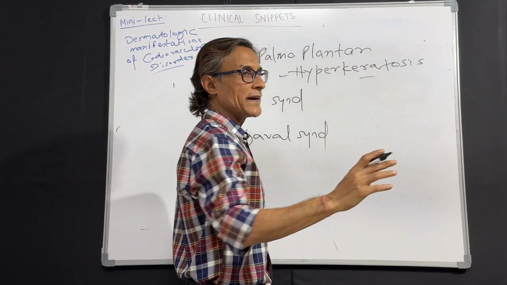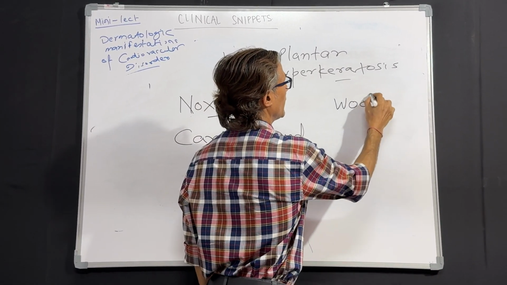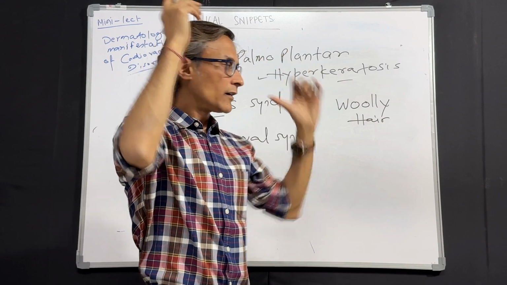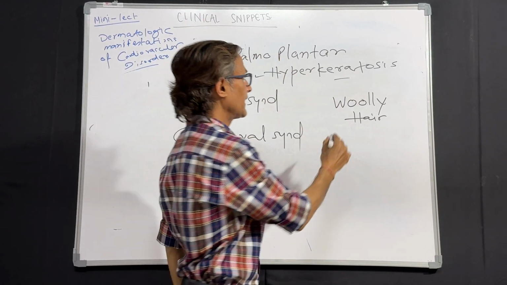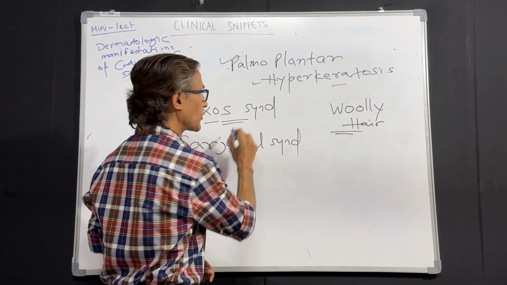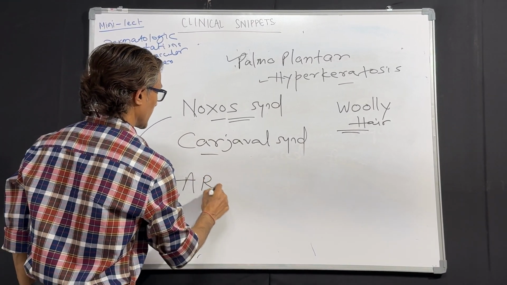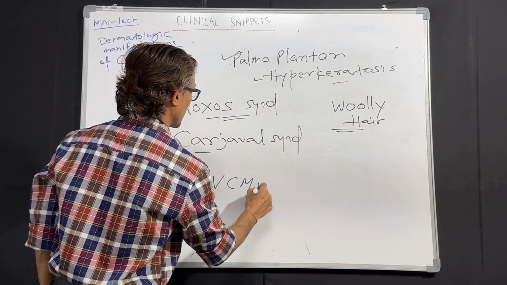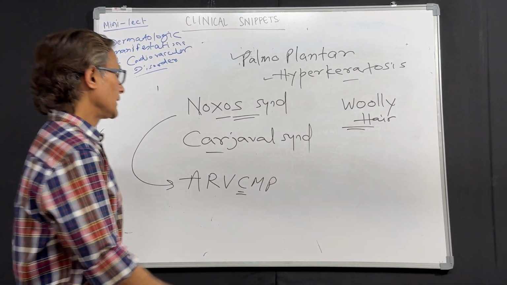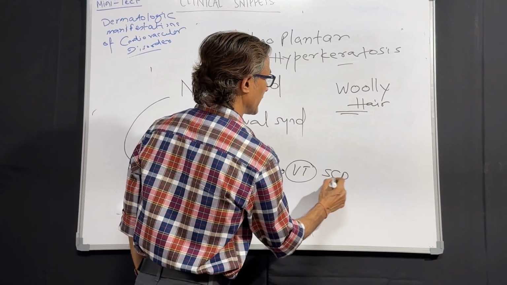These persons are usually in the pediatric age group. They have woolly hair, like wool, soft, woolly hair, and palmoplantar hyperkeratosis, and this Naxos syndrome variant will present as arrhythmogenic right ventricular cardiomyopathy. These young subjects may present with malignant ventricular tachycardia or sudden cardiac death.